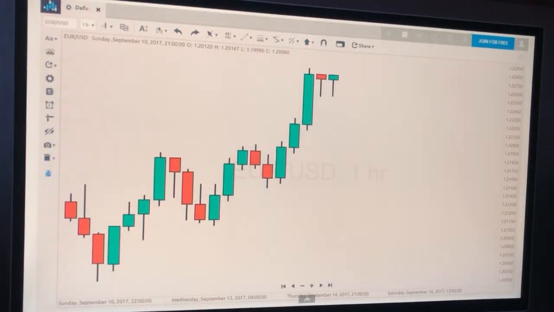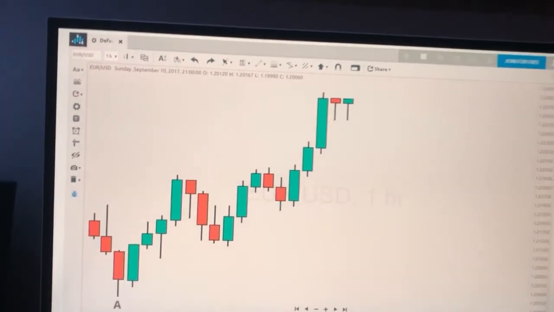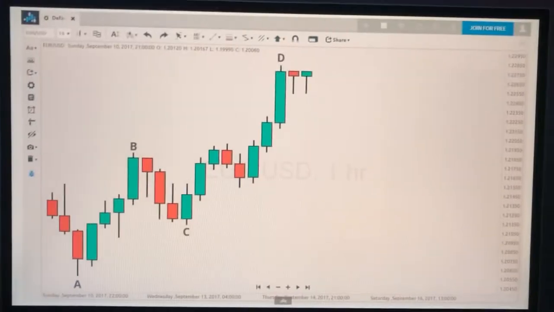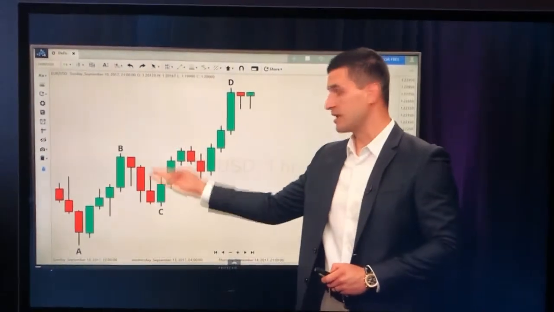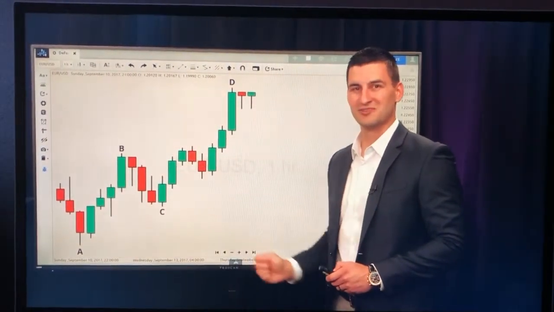So in front of you, we have the market making higher highs and higher lows, and we have ourselves an up A, B, C, D wave sequence. But how do you identify an A and your B boundary properly? Let's walk you through the steps.